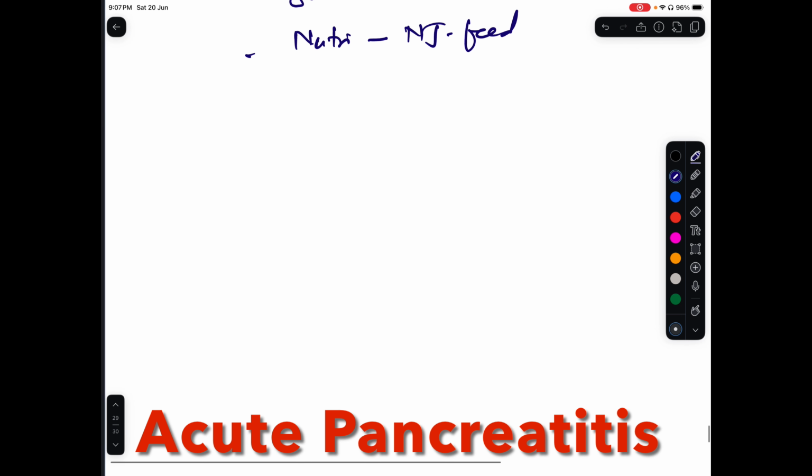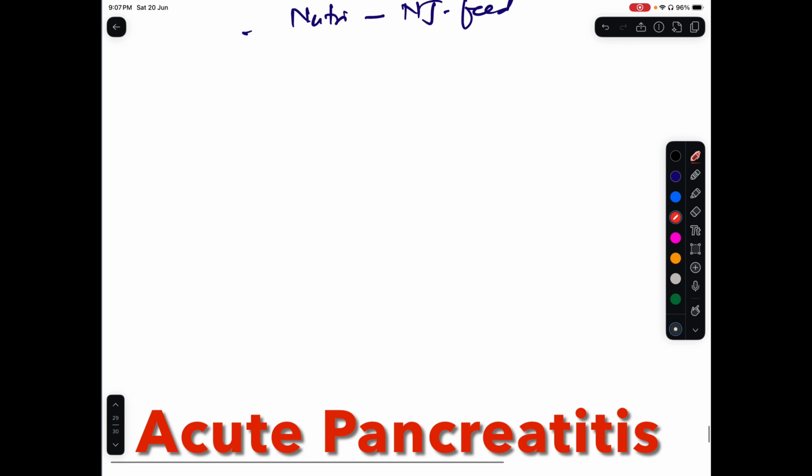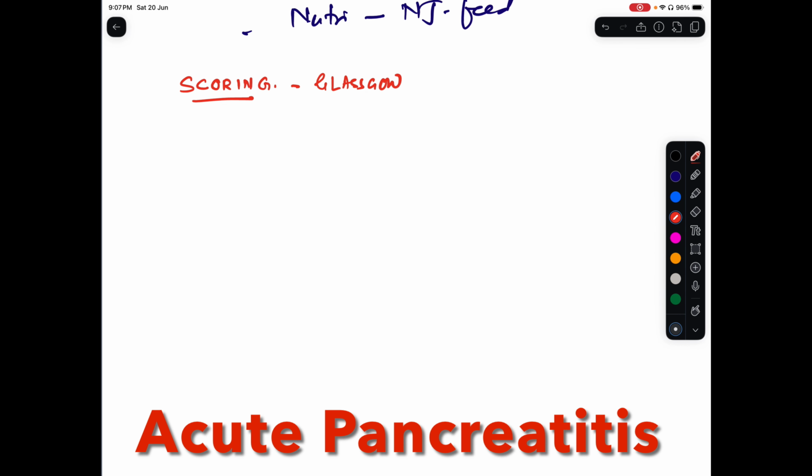So what are the criteria? There are different criteria to know about the outcome. For that you do scoring. That is called the Glasgow score. In this, what you see is as per PANCREAS. So P is PaO2, oxygen level.